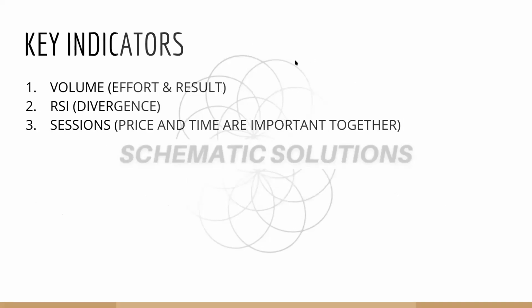Key indicators. So the indicators that I use, first and foremost is going to be volume. And we use this to really measure the effort and the result. Next, we use our RSI. Now, this is pretty much for divergence, which we actually do use comparative divergence as well. So that's a whole other lecture. And then last but not least, we have our sessions. And this is just important because price and time are extremely important together. So we want to make sure we're utilizing both of them.